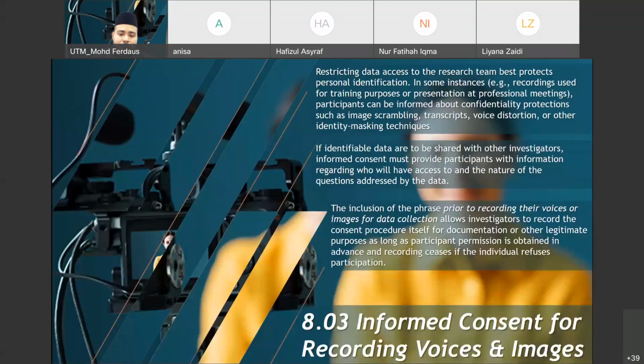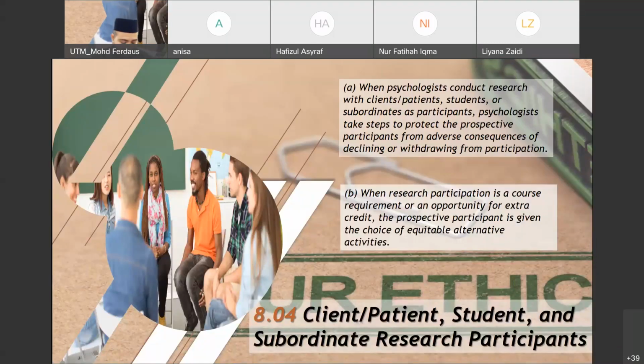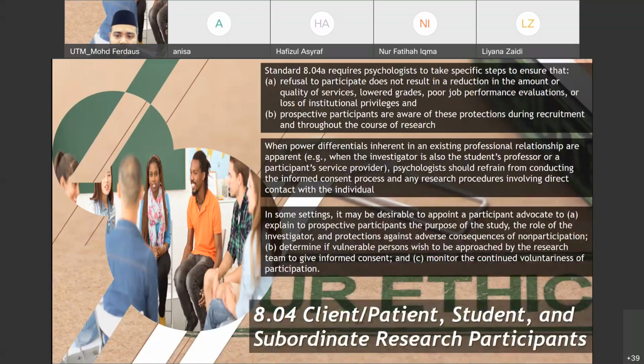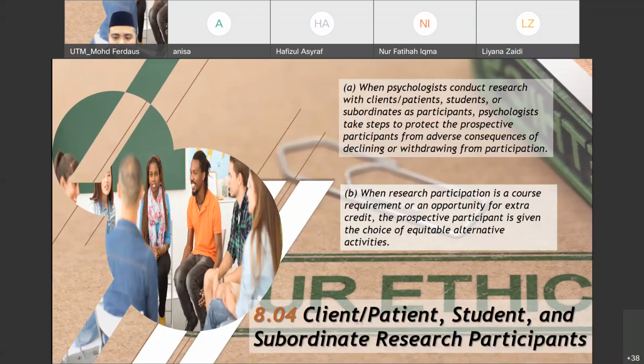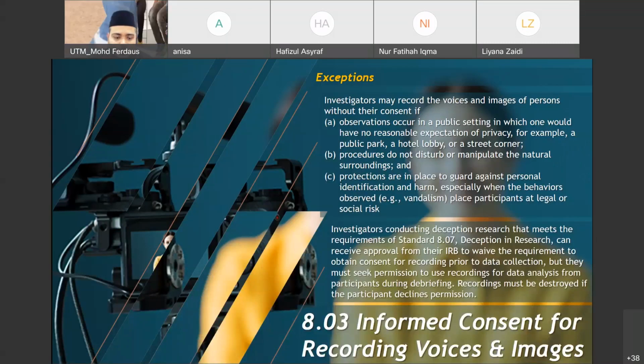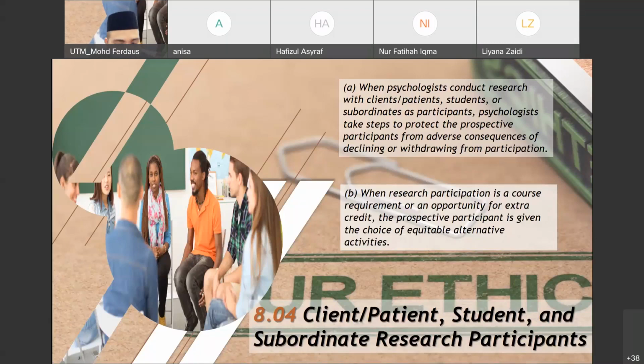And then, what is the time now? So it's 11:10. We will have another 10 minutes break before we continue our discussion on client, patient, student, and subordinate research participants. So we continue at 11:20. Okay, we take a break first.